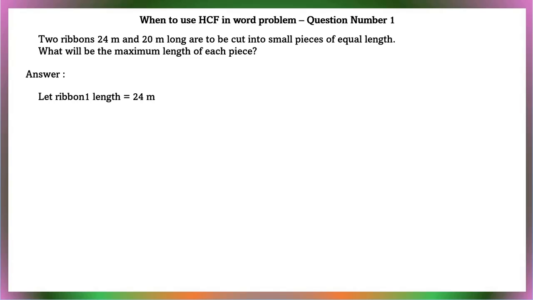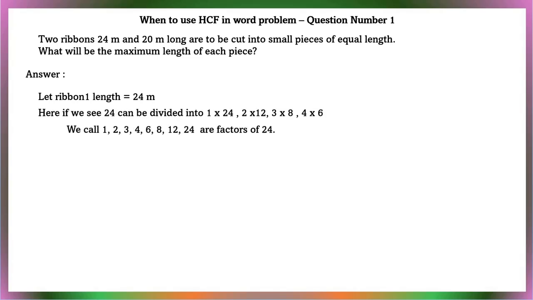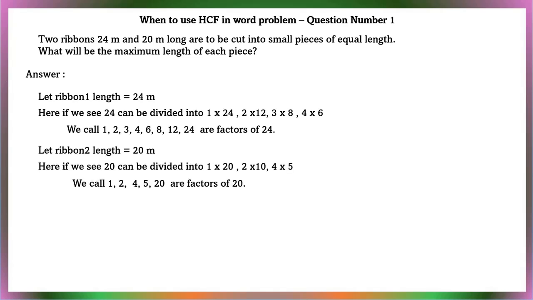Let ribbon 1 length be 24 meters. Here the factors of 24 are 1, 2, 3, 4, 6, 8, 12 and 24. Let ribbon 2 length be 20. Now the factors of 20 are 1, 2, 4, 5 and 20. Here, 4 is the highest common factor of the two lengths, 24 meters and 20 meters. So, both ribbons can be divided into equal pieces of 4 meters each.